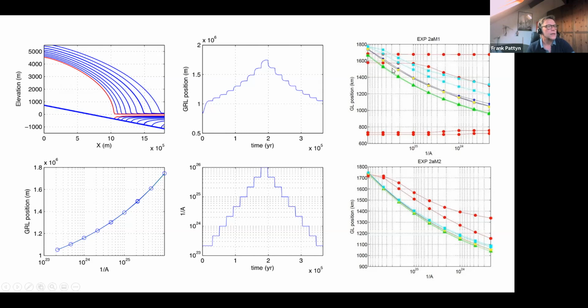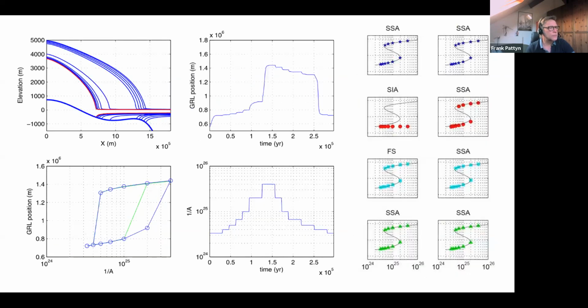Then you see the retreat is basically a wide variety. This was with a given resolution. This was with a higher resolution. So you see that resolution does matter, but resolution is not everything. It's also the physics that are behind it.